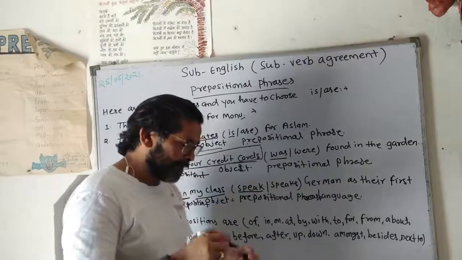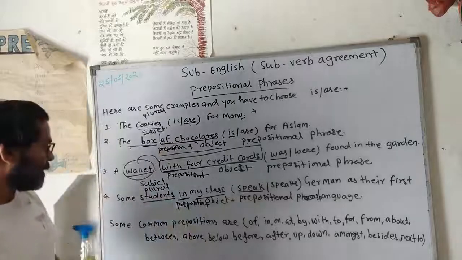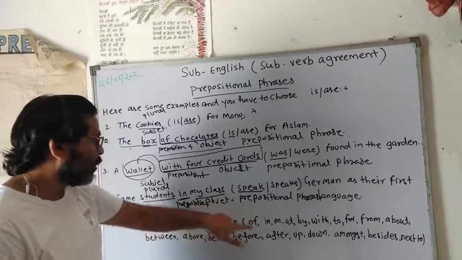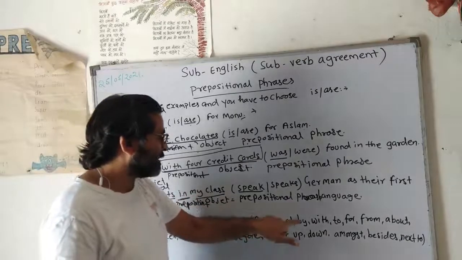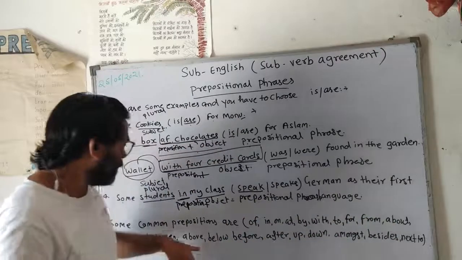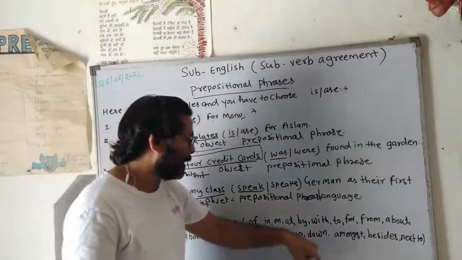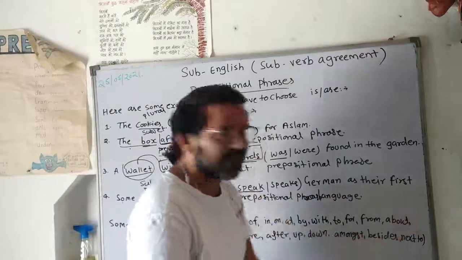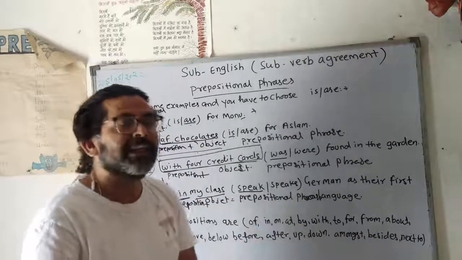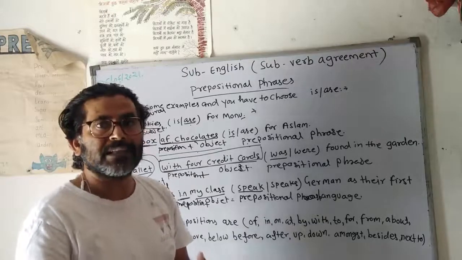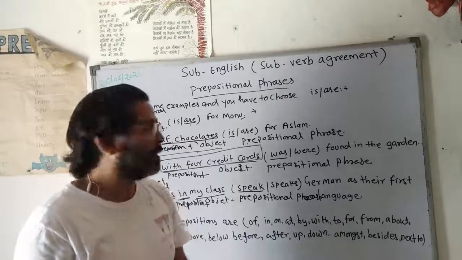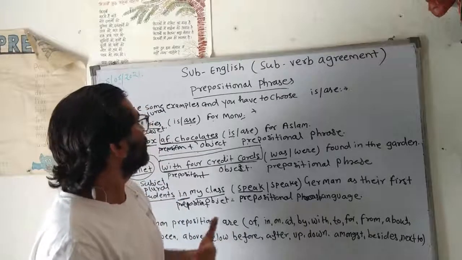Yeah, and I will introduce you to some common prepositions. So here is a list of common prepositions: of, in, on, at, by, with, to, for, from, about, between, above, below, before, after, up, down, amongst, besides, and next to. When we have a preposition and an object, then it's a prepositional phrase, and we cannot decide the verb in the sentence according to the prepositional phrase. So do not get confused. In the next video, we will talk about more.